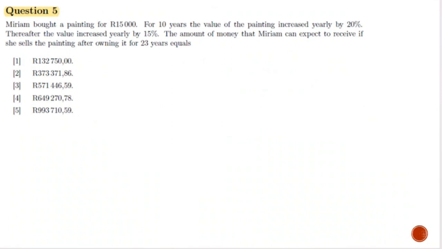Okay, let's look at this one. Miriam bought a painting for 15,000. For 10 years, the value of the painting increased yearly by 20%. Thereafter, the value increased yearly by 15%. The amount of money that Miriam can expect to receive if she sells the painting after owning it for 23 years. Okay, we need to get the future value here.